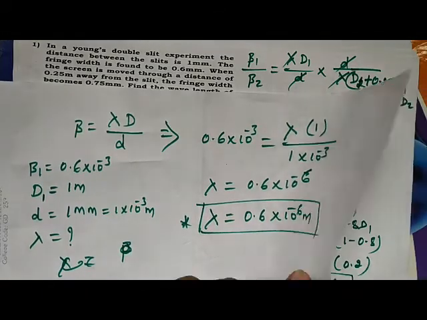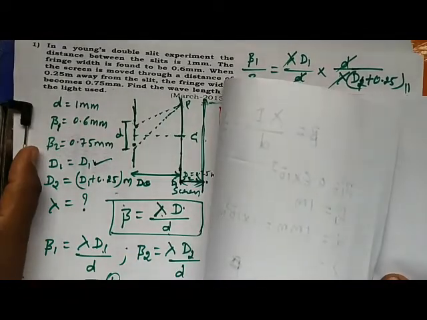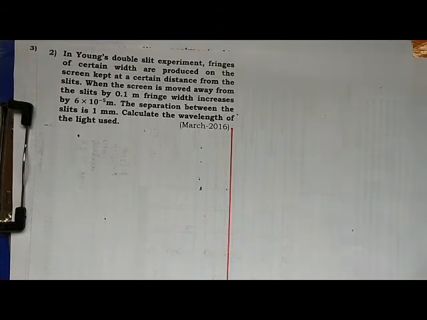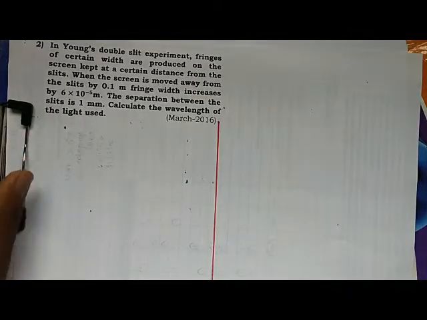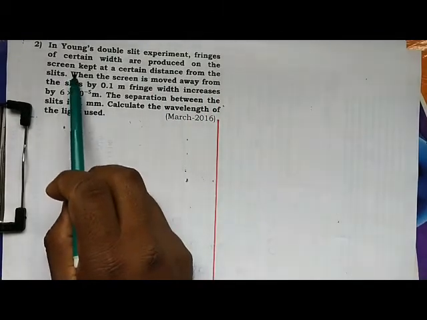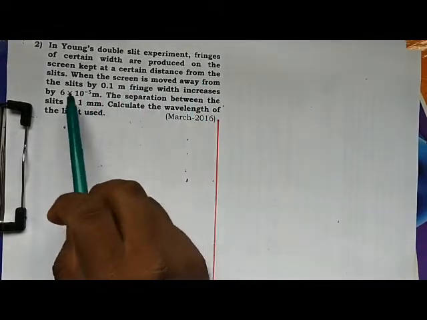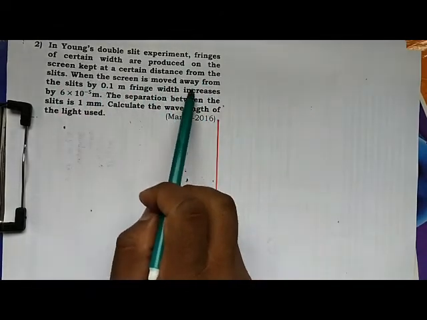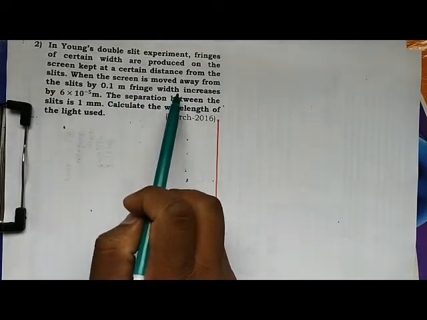Now let us go to the second one. The second numerical is in a Young's double slit experiment. So read the numerical. In a Young's double slit experiment, fringes of certain width are produced on the screen, kept at a certain distance from the slits. When the screen is moved away from the slits by 0.1 meter, fringe width increases.